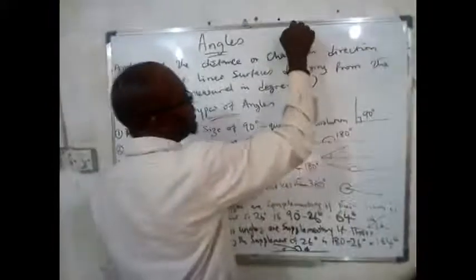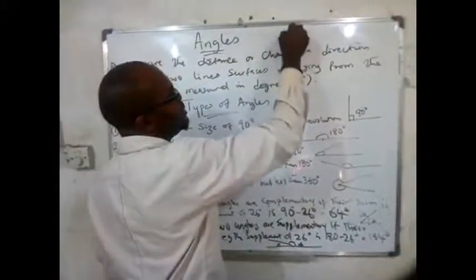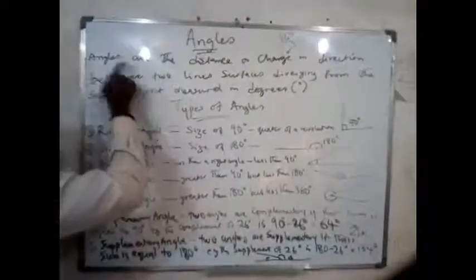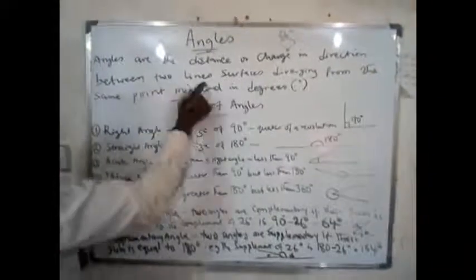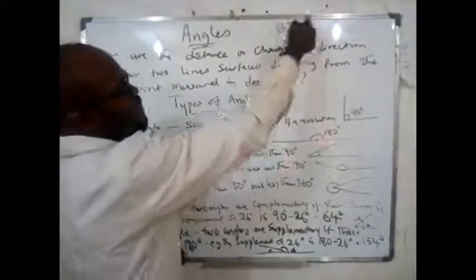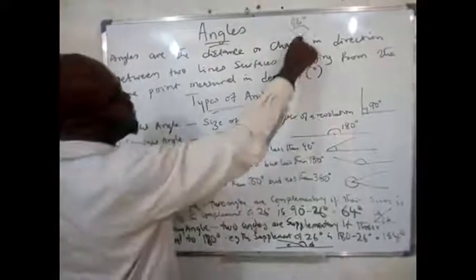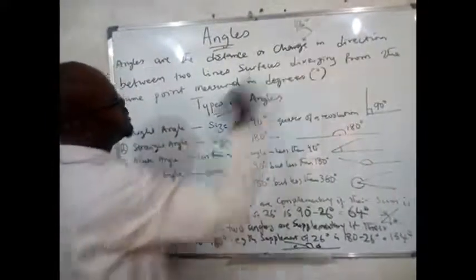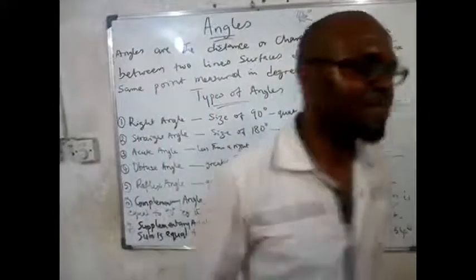Let's say that it is 33 or 46. It's measured in degrees. That's why we say that an angle is the distance between this line and this line, the change in direction between two lines. Can you see the two lines diverging from the same point? Measured in degrees. Is that clear? That is what an angle is.